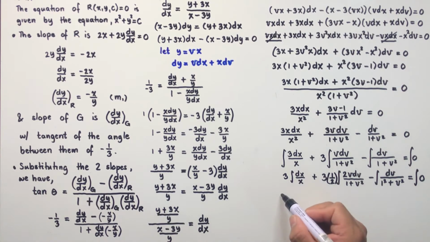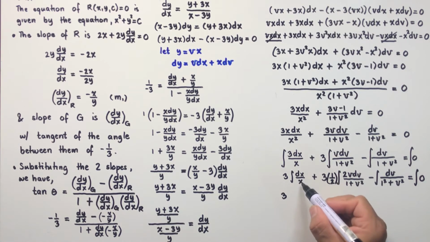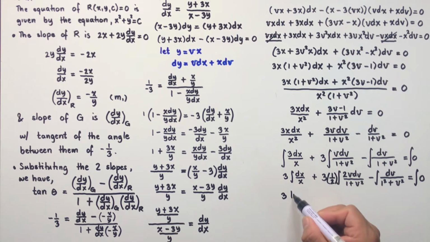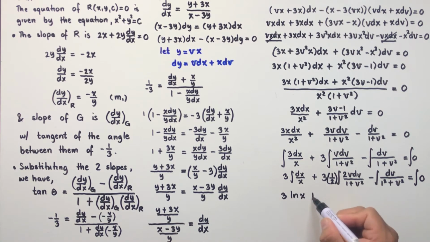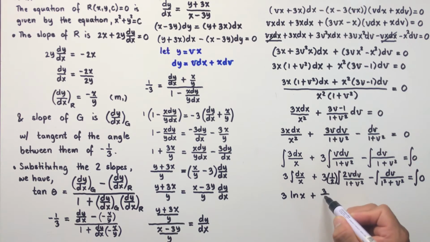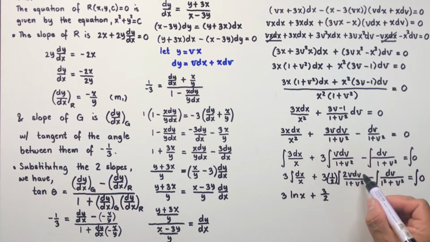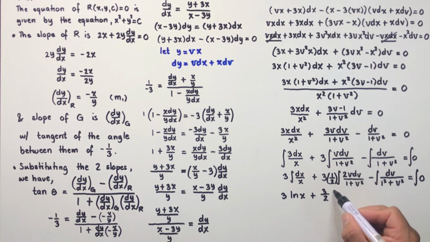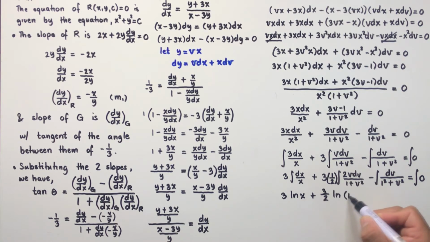Then we know that the integral of dx over x is ln x, and the integral of 2v dv over 1 plus v squared is the natural log of 1 plus v squared. And then this is subtracted by the integral of this, which is the arctangent of v.